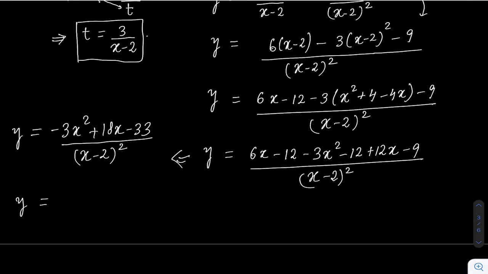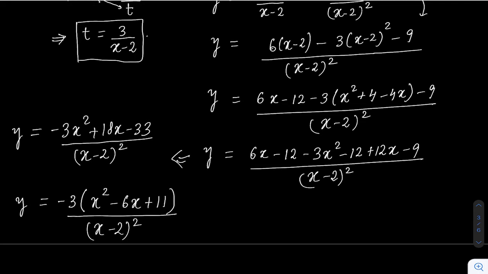So y equals to. If I take minus 3 common, what is left now? x square minus 6x plus 11. So basically I have taken minus 3 from every term, and whatever is left I have written over x minus 2 whole square.